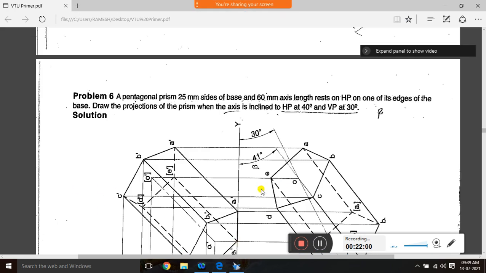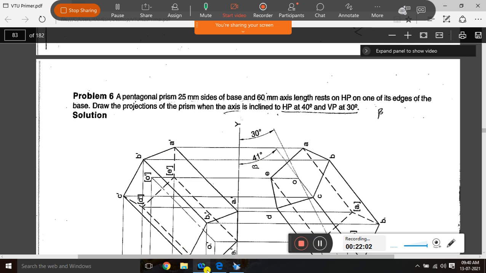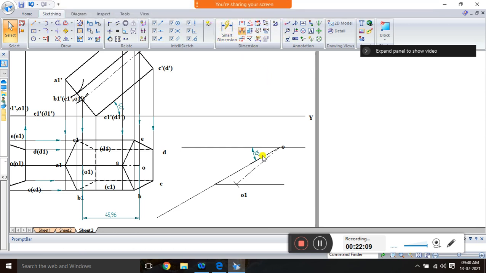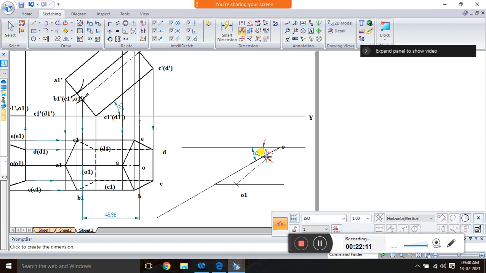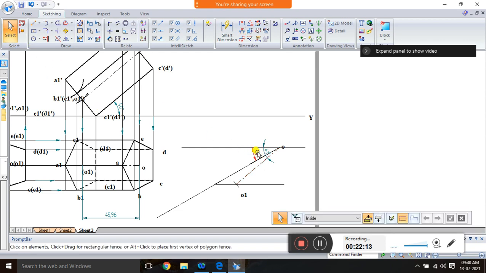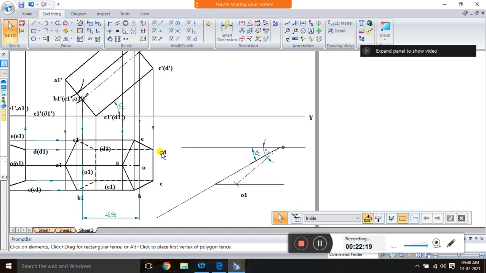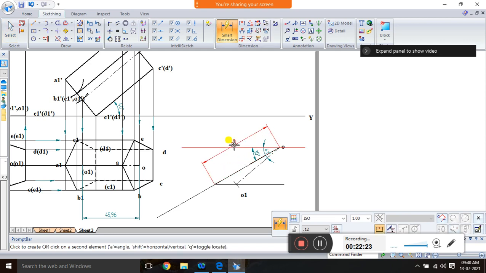Clear? The beta angle is 41. Here also we measured the beta angle, just measure from here to here, that beta angle is 41. So you got the same beta angle, and here also we got the same beta angle. First you have to consider that the original axis is 60.